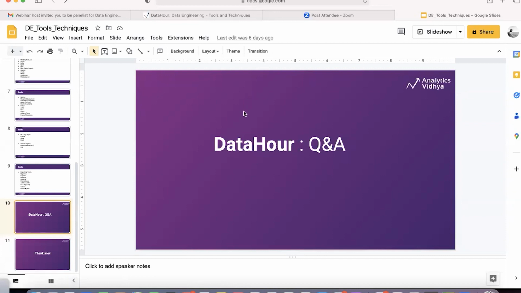Okay, next: what is the best tool for orchestrating and scheduling? Oh, good question. I have not covered any orchestrating or scheduling point here, so I'll take a moment to explain this. Another question: how are real-time jobs different from batch jobs in terms of tools used? I'll take the first question first: orchestrating and scheduling batch jobs.